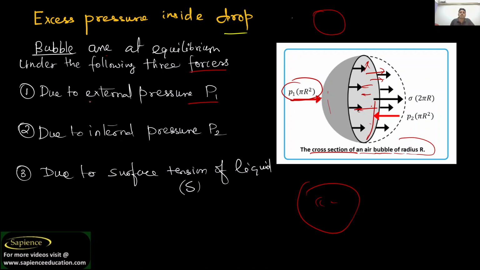So due to this, see here, how many pressures are there? External pressure is your P1. P1 is applying external pressure. Internal pressure is P2, that is, from inside pressure P2 is being applied, and due to surface tension of the liquid, surface tension is also being applied at any layer, any cross section area.